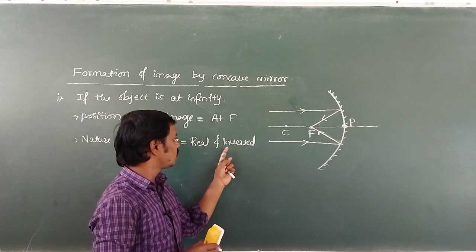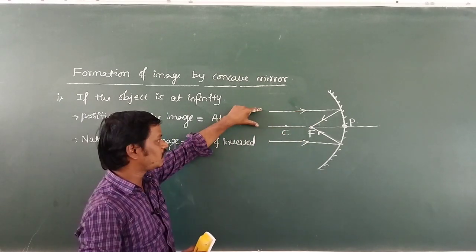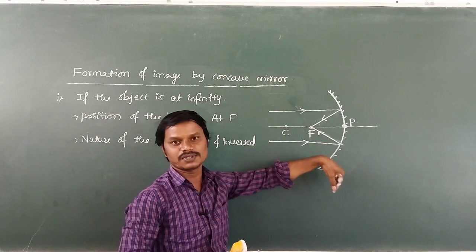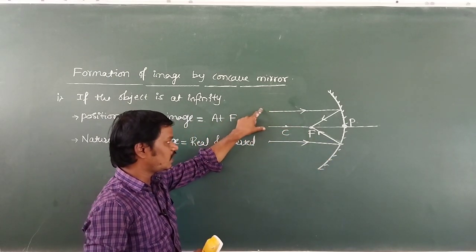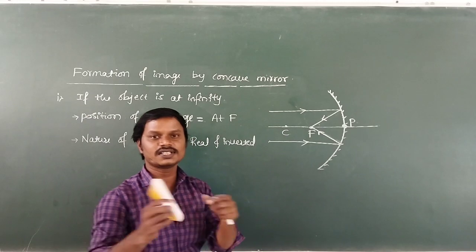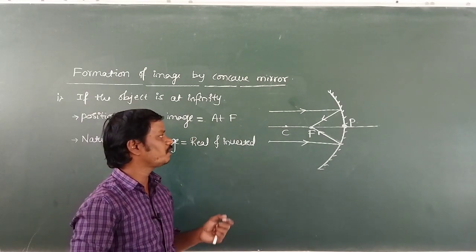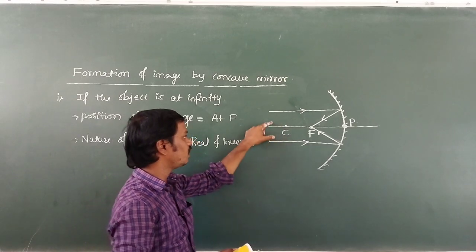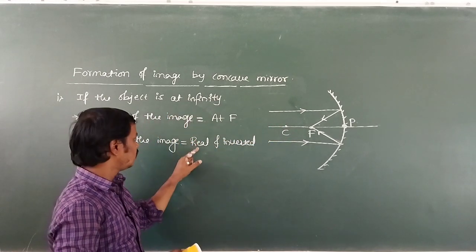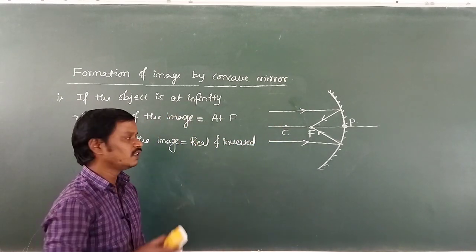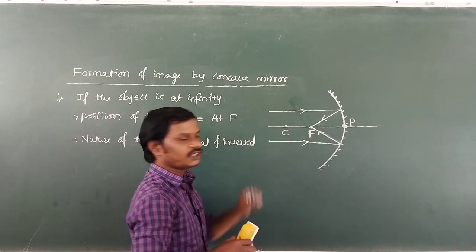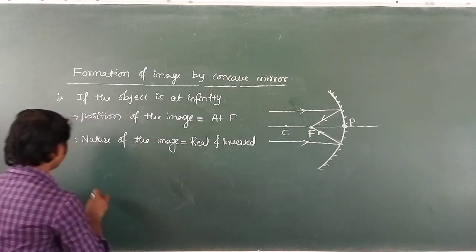Similarly, this image is inverted. Object upright means here the image is downside. If the object is upside, and the image is downside, then the image is said to be inverted. Okay, then what is the nature of the image formed by the concave mirror when the object is at infinity? That is real and inverted. Next, the size of the image.